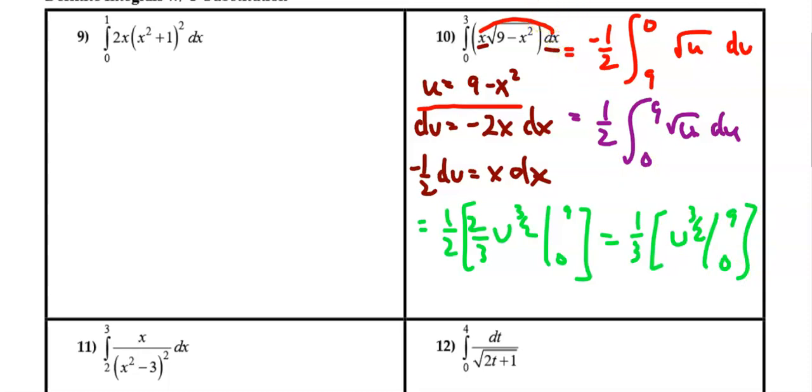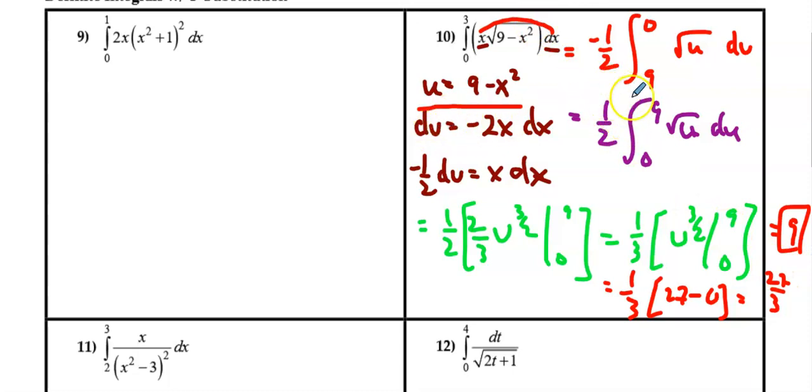So when I start plugging in here, I'm going to get 9 cubed. Actually, it's easier for us to do 9 squared, I think. So without a calculator, 9 squared is 3. 3 cubed is going to be 27. And then I'm going to go ahead and plug in 0. Well, 0 raised to any power is 0. So this answer is going to be 27 over 3, which is going to end up giving us the answer of 9. Okay, so this answer will be 9.